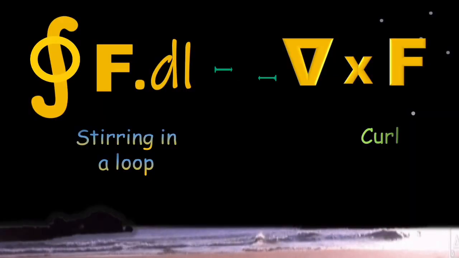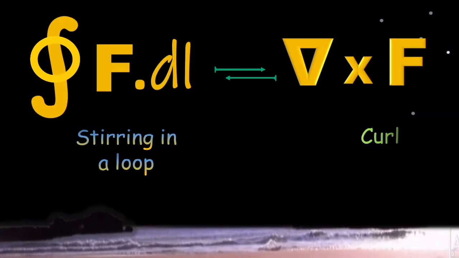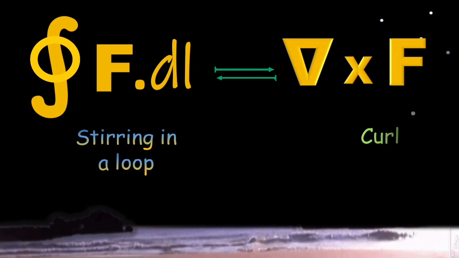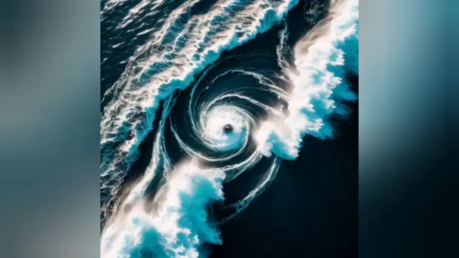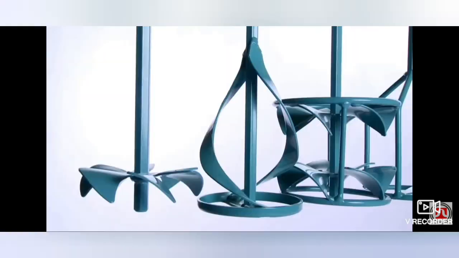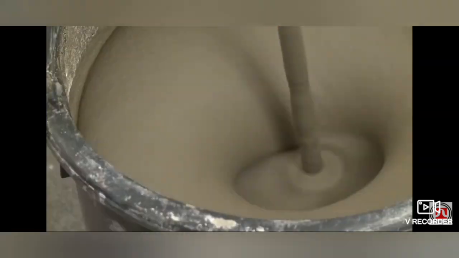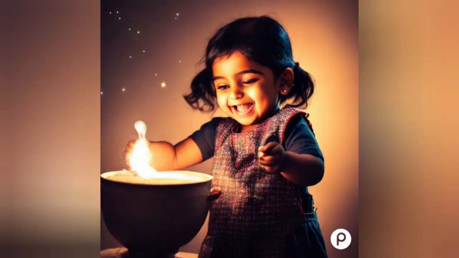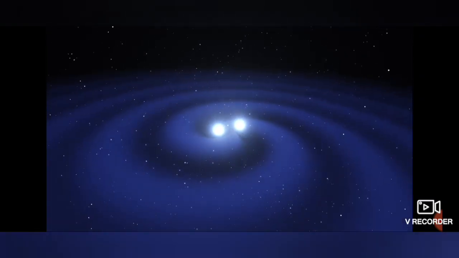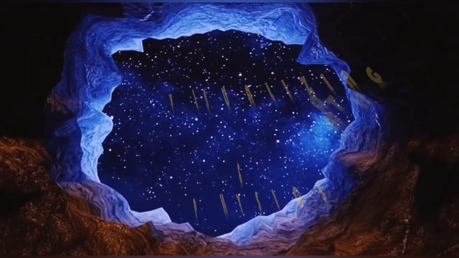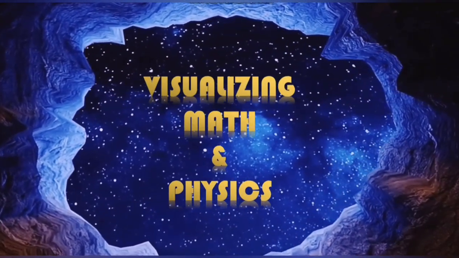Now in part 2 of this video, we will see how this equation works both ways. That is, stirring can cause curl and vice versa. That is, an already existing curl can make objects move in a loop with a certain force. Further, in the next video, we shall see the application of Stokes' theorem in industrial and large-scale applications. Also, does Stokes' theorem apply to powders? Further, are there astronomical applications of Stokes' theorem? Watch all this in part 2 of this video at Visualizing Math and Physics.